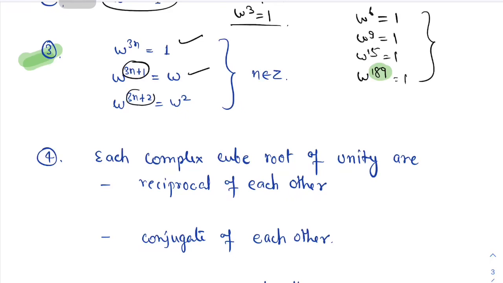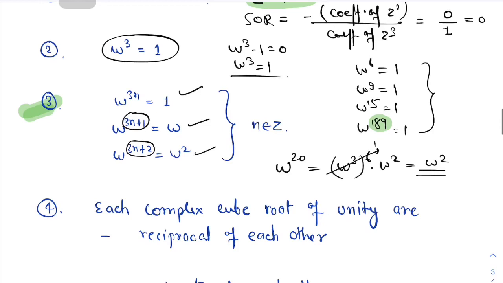And if the power is of the type 3n plus 2, it means we are dividing the power by 3 and getting a remainder of 2, then effectively that thing will be omega square. Like say omega to the power 20. I can write omega to the power 20 as omega to the power 3, whole to the power 6, into omega square, omega to the power 18 plus 2. So this portion becomes 1 and we are left with omega square. In this manner we can solve some higher powers of omega.